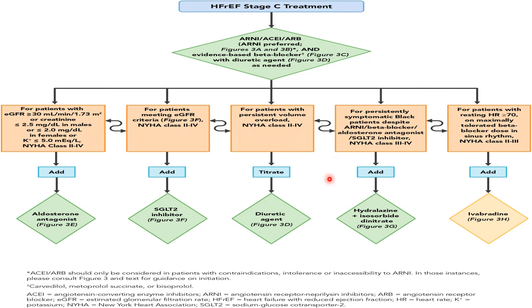For persistently symptomatic black patients, despite ARNI, beta blockers, aldosterone antagonists, SGLT2 inhibitors, and NYHA class 3-4 symptoms, hydralazine plus isosorbide dinitrate can be added. And for patients with a resting heart rate of greater than 70 beats per minute on maximally tolerated beta blocker doses, and those patients should be in sinus rhythm with NYHA class 2 or 3 symptoms, ivabradine is another option.